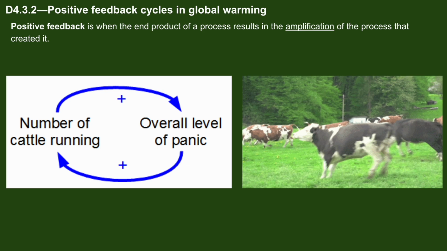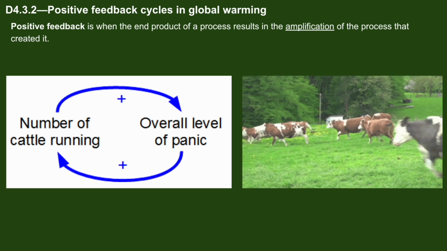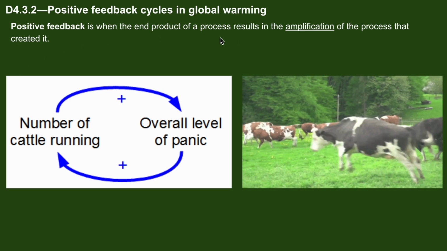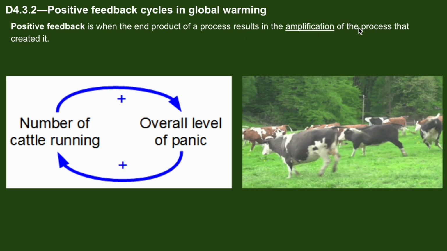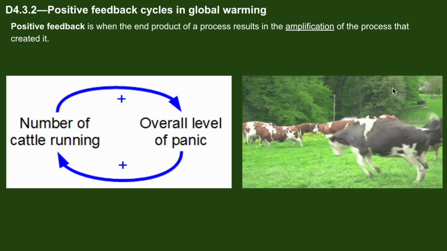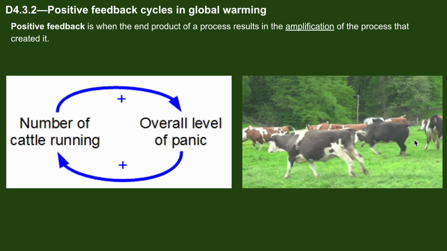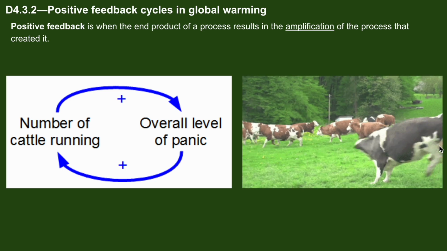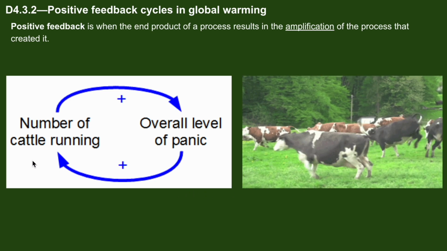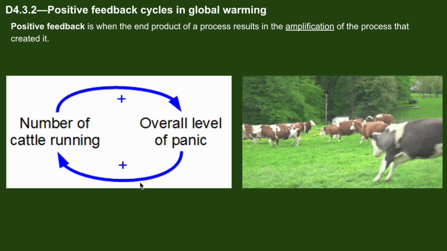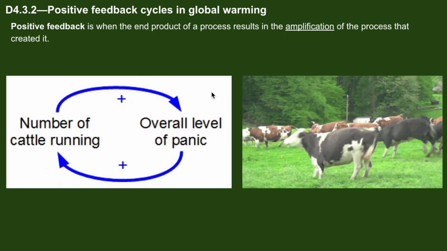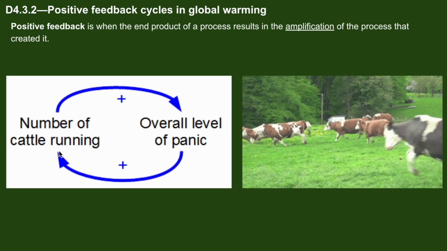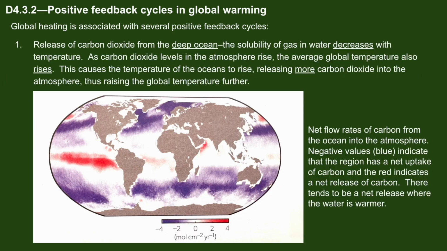All right, positive feedback cycles is when the end product of a process results in amplification of the process that created it. Okay, a funny example of this is the number of cattle running and the overall level of panic. The more cattle running, the more panic there is, which is going to cause more cattle to run, which leads to more panic, and this positive feedback loop continues.